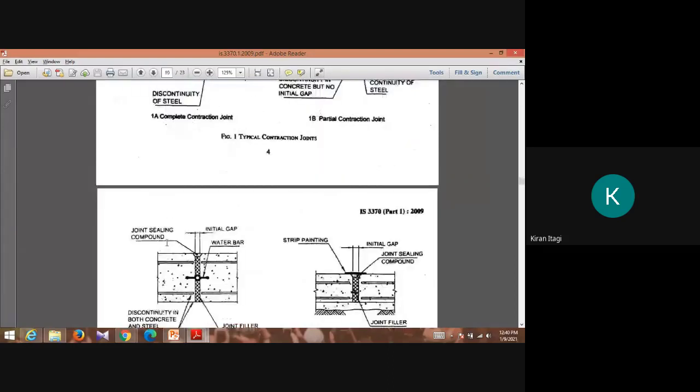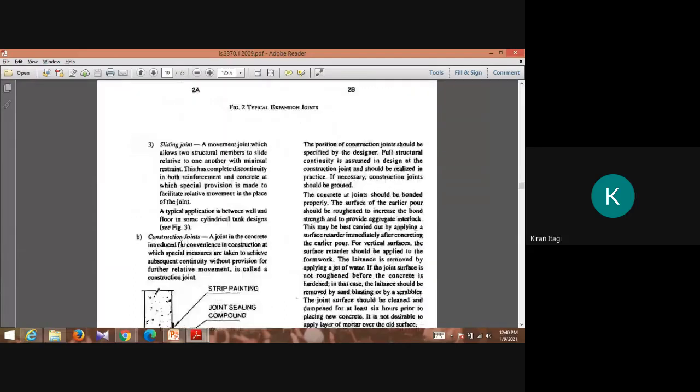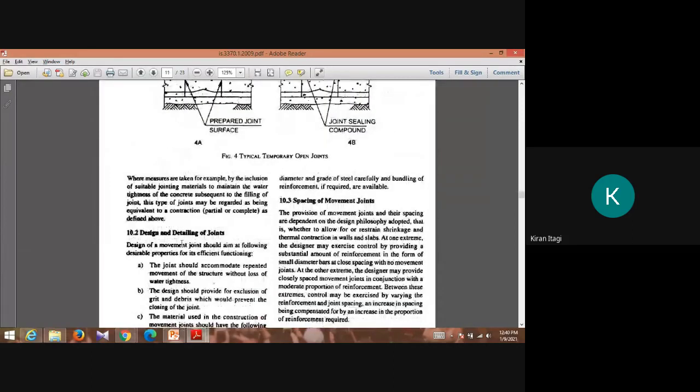The principle is the same as you have learned in the TRE. The principles are the same. We have different types of joints here, and up to here you will get the details about the joints in the water tank.